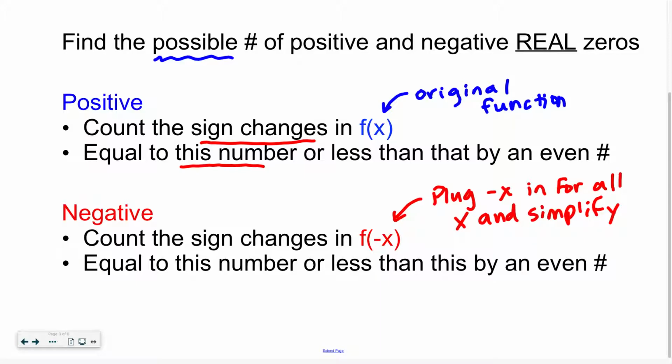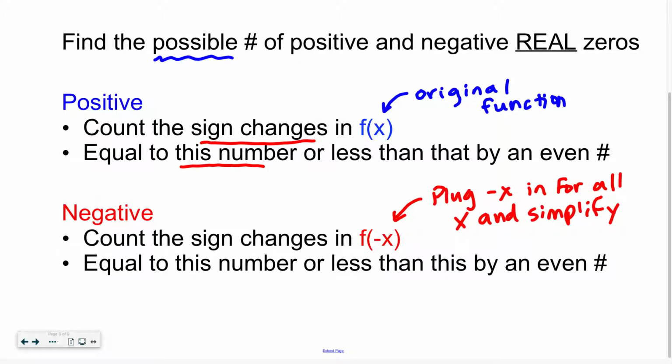Okay, so we'll do some examples and put this to work on counting the sign changes. Yes, Maddie? When you say less than that by an even value, do you mean that the number of zeros you'll get would be even, or do you mean the number away from that number? The number away from that number. So basically whatever number you count for sign changes, you just subtract 2 as many times as you can, because that would be subtracting even numbers, 2, 4, 6, 8, until you get to 1 or 0.